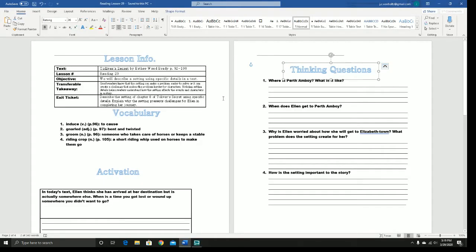Here we go. So, like I said, this will be involving pages 92 to 106 of Toliver's Secret, which is chapter 8. This is lesson 29, and our goal today is to be able to describe a setting using specific details in a text. Now, you can read this to yourselves, the transferable takeaway. This is why this is important.